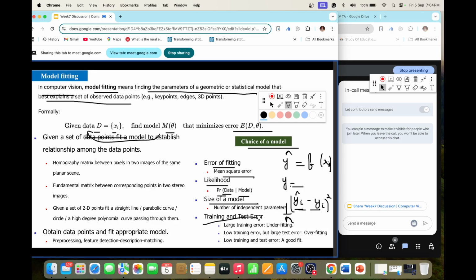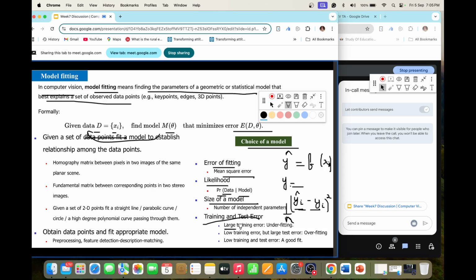That we already reserved for testing. If we compute the error between this test data and our model, this is known as test error. So we have these two errors. One is training error, from the training data set, and the other is test error, from the testing data set.